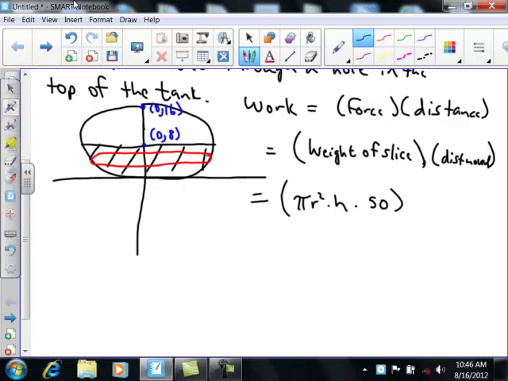Now again, this tank is already half full of oil, and we're going to try to pump this oil out through the top of that tank. So we're going to figure out how much work it's going to take to move all that oil up and out of that tank. Alright, so it's half full.